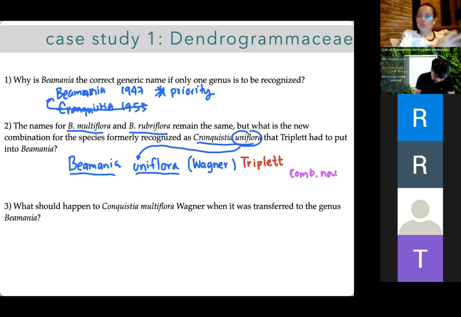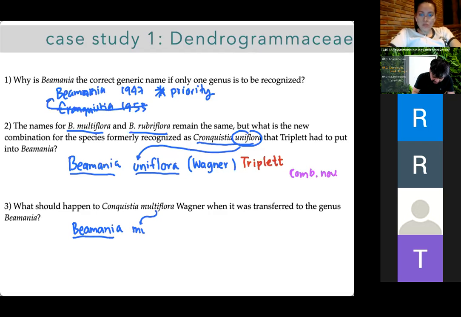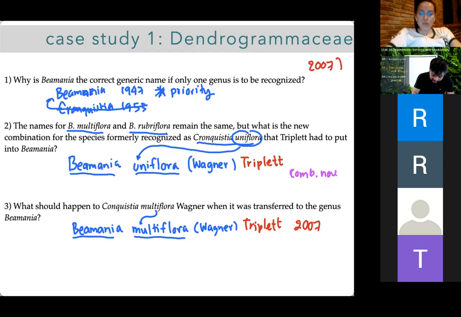So let's do another one here. What about Conquistia multiflora? So they have to get moved to the new genus as well, right? That should be easy, multiflora. And Wagner named it before. And Triplett transfers them. Should be easy, right? And this happened in 2007. I forgot to tell you that this whole thing happened in 2007. But this is done, right?